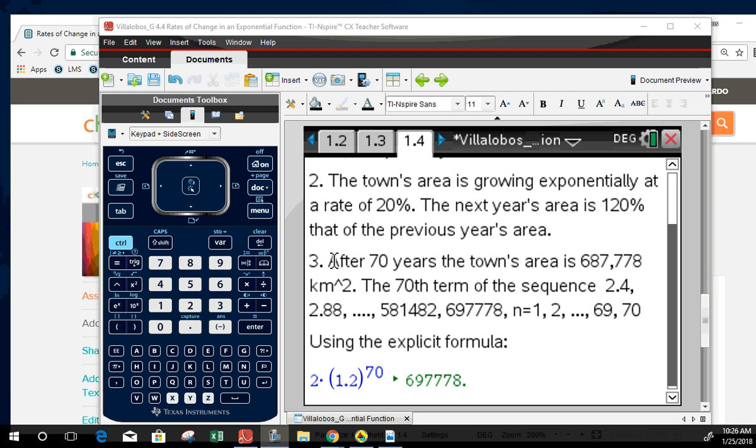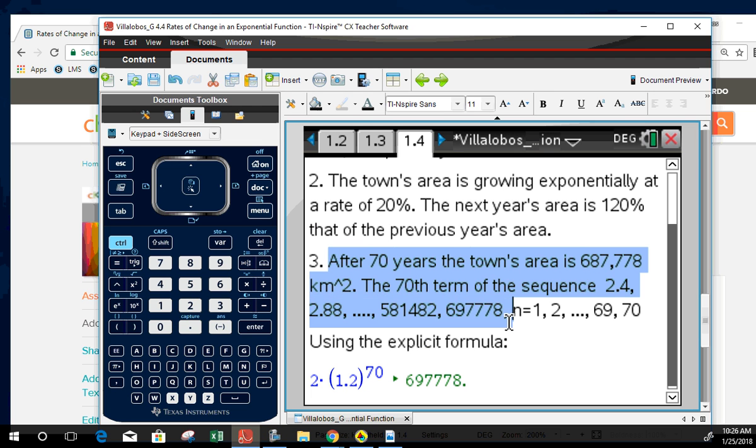We are going to continue. Now, I made a change for number 3 to add that recursively. I was supposed to do number 3, and so I did, but I didn't use that language. The 70th term of the sequence 2, 4, 2.88, and so on.